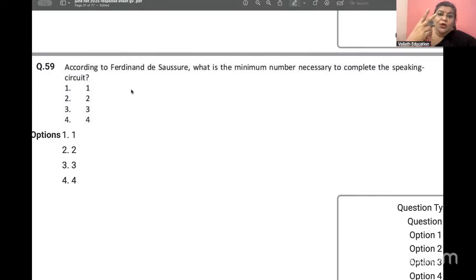It is two. Speaker should be there, listener should be there, sender should be there, receiver should be there. It is two. Do not overthink. Why do you want to think it is 3 or 4? Forget what Saussure thought. Think with your common sense. You don't know what Saussure thought. Okay, fine. Think with your common sense.